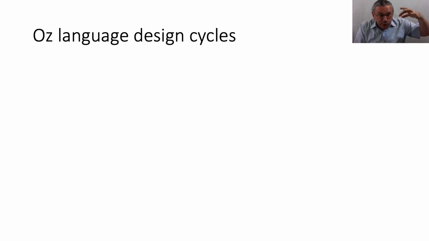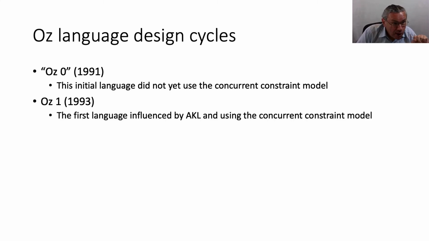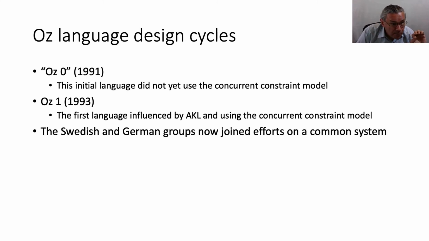So the Oz language was designed in different cycles. In 1991, the initial language developed in Germany, which didn't really have a name, which we could call Oz 0, did not yet use the concurrent constraint model. But then the first true Oz language, Oz 1 in 1993, this one was directly influenced by AKL, and this one adopted the concurrent constraint model.